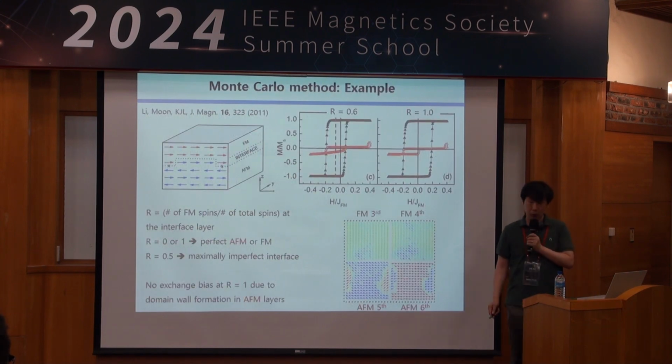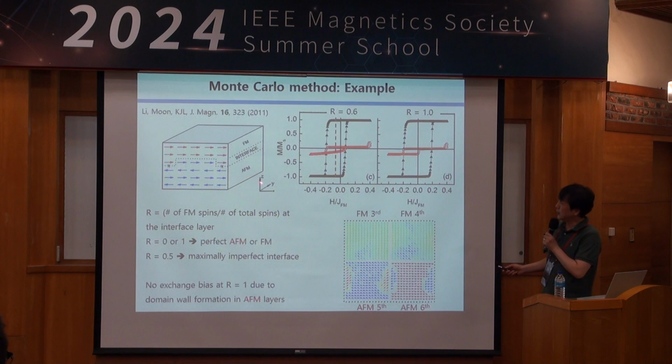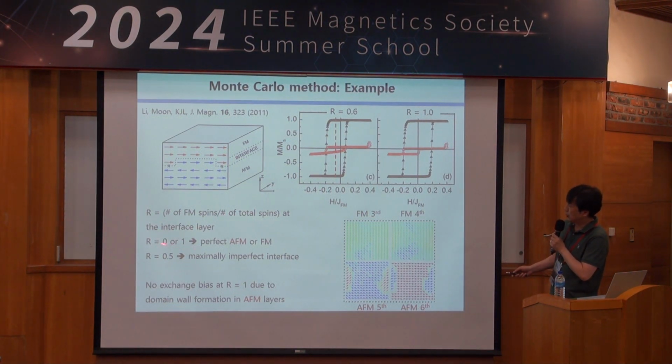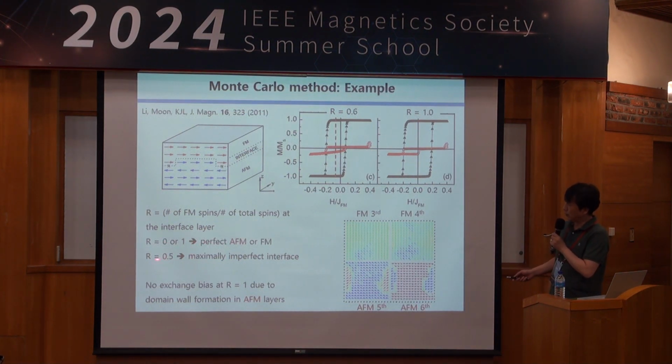Here is an example for the exchange bias. So here we model a ferromagnet and an antiferromagnet with an interface, and we were interested in the effect of the interface mixing on the exchange bias. So here R means the ratio of the number of FM spins to the number of total spins at this interface layer. So if R is 0 or 1, it is the perfect interface. If R is 0.5, it is the maximally intermixed interface.